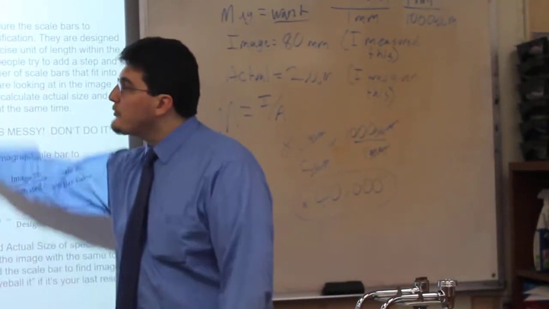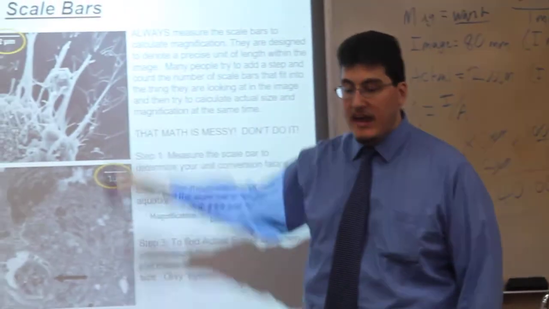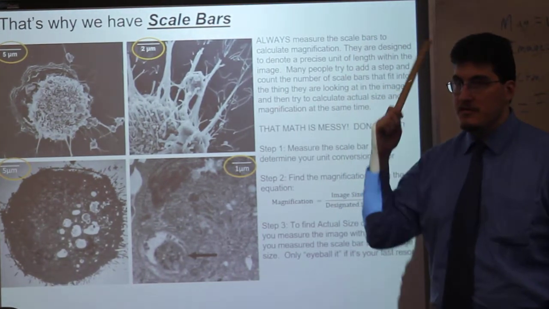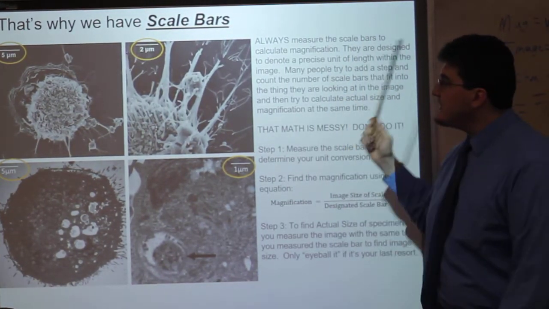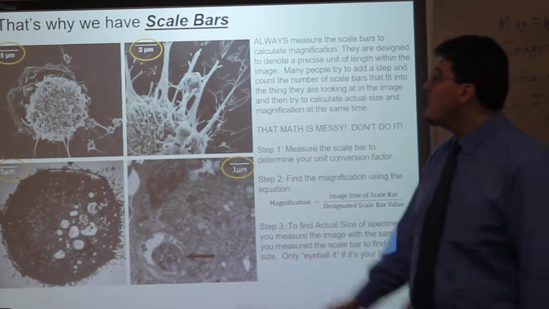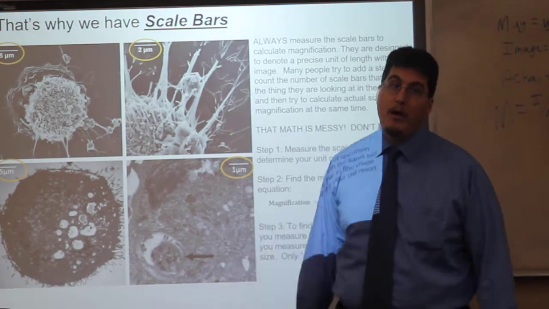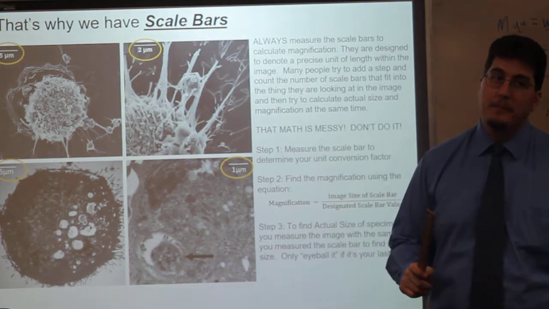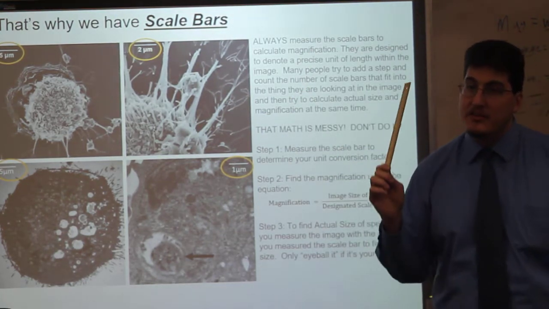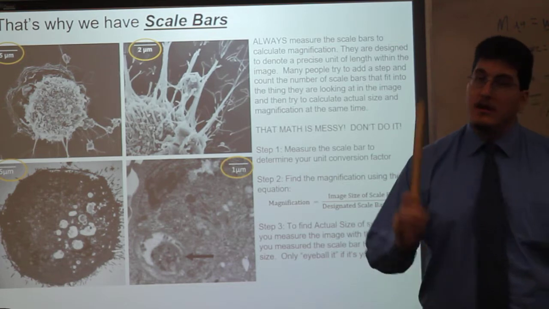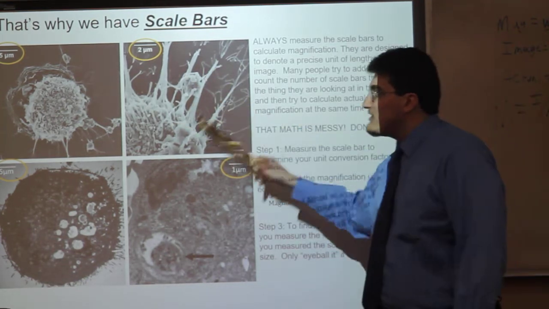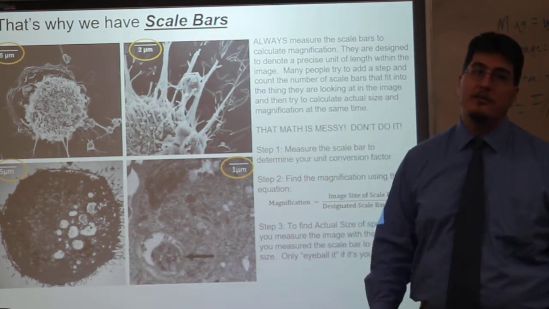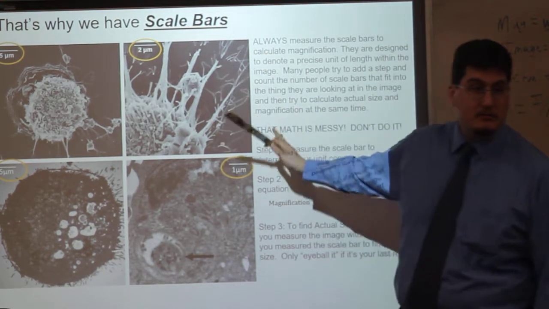So that's how you would work through this problem. If you see a scale bar, measure it. Measure the scale bar. The number next to a scale bar is the actual size of that scale bar. It's the actual size of the scale bar on the image, not the specimen. The specimen itself is not 2 micrometers. The scale bar is 2 micrometers. The specimen could be anything.